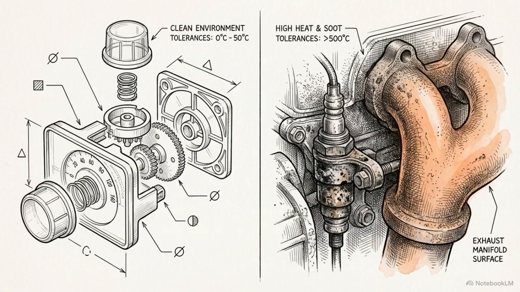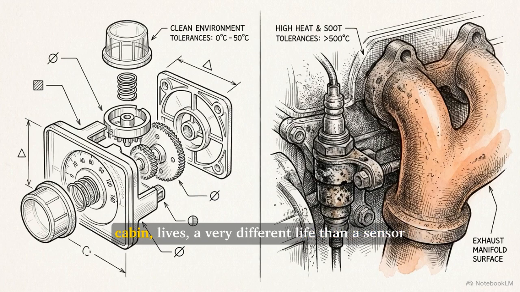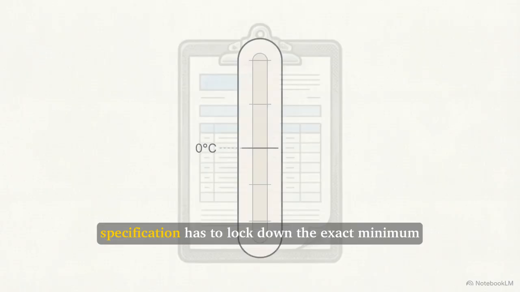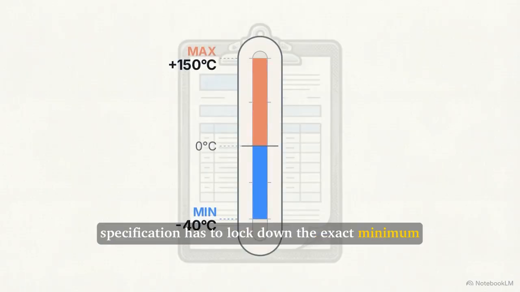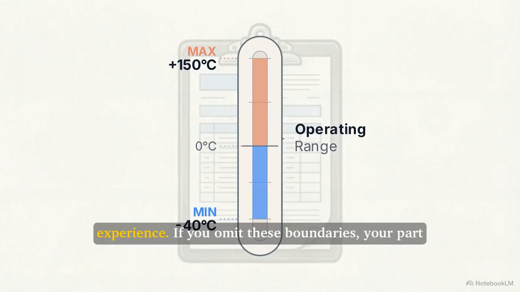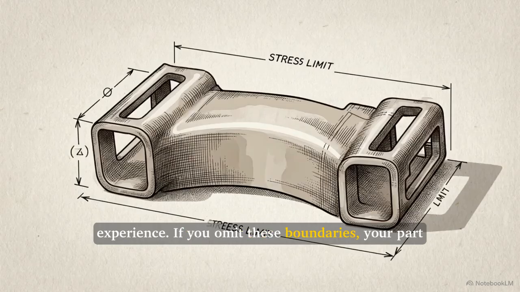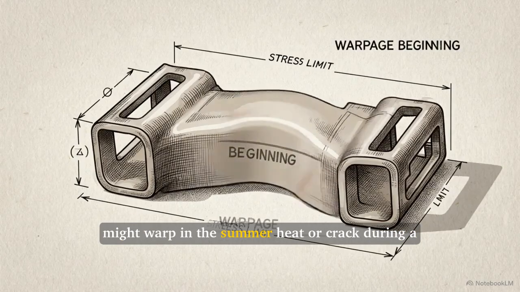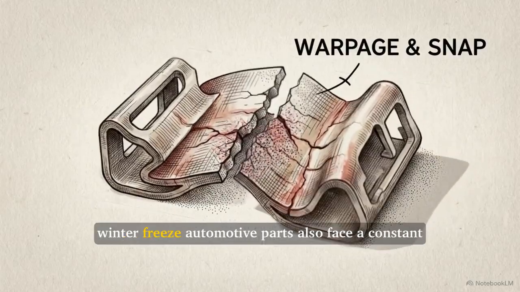A plastic knob sitting comfortably inside the climate-controlled cabin lives a very different life than a sensor mounted right next to the exhaust manifold. Your specification has to lock down the exact minimum and maximum temperatures the component will experience. If you omit these boundaries, your part might warp in the summer heat or crack during a winter freeze.